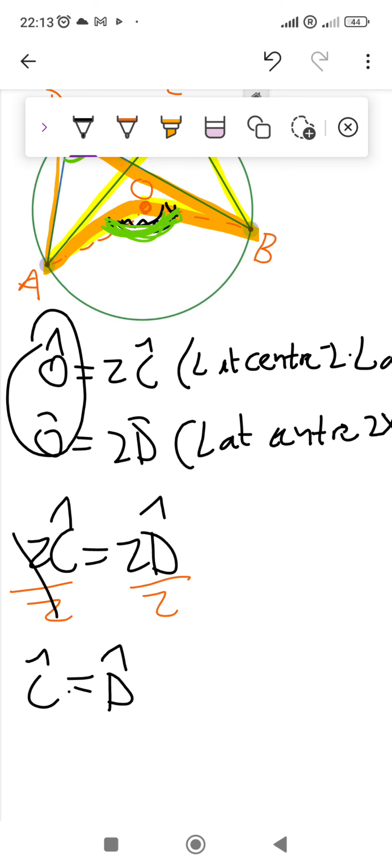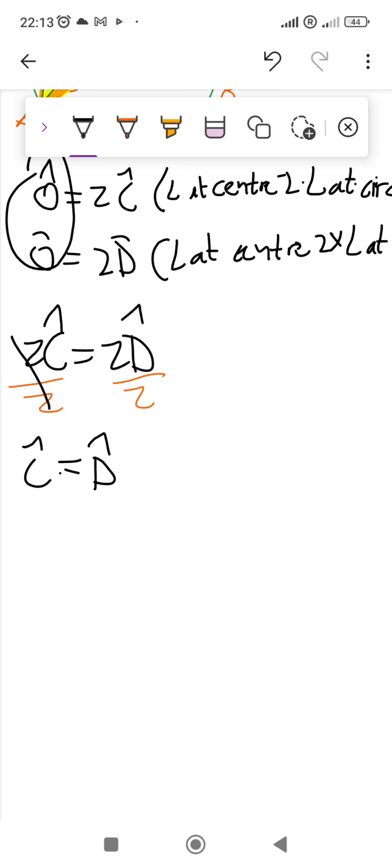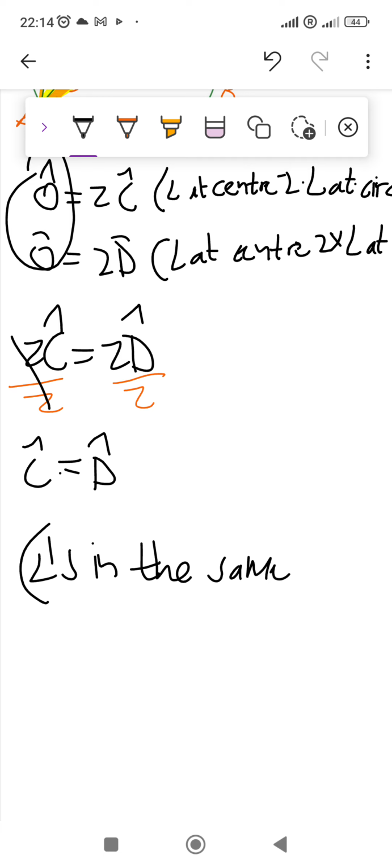Okay, great. And the reason we're going to use is angles in the same segment. Okay, let me write that again. Angles in the same segment. That's more legible. Okay, angles in the same segment. The bow tie theorem, the reason you put in brackets is angles in the same segment.